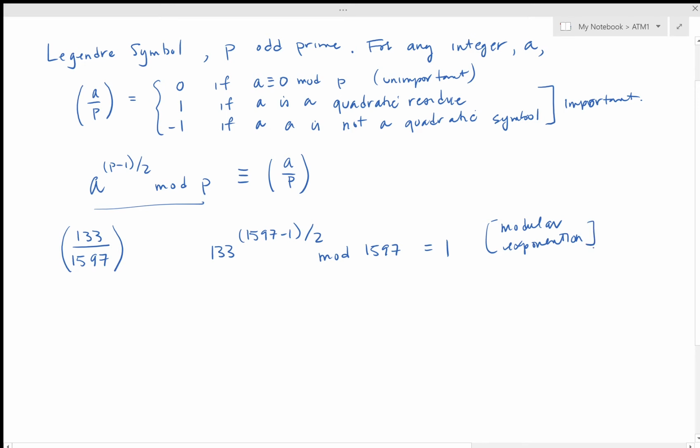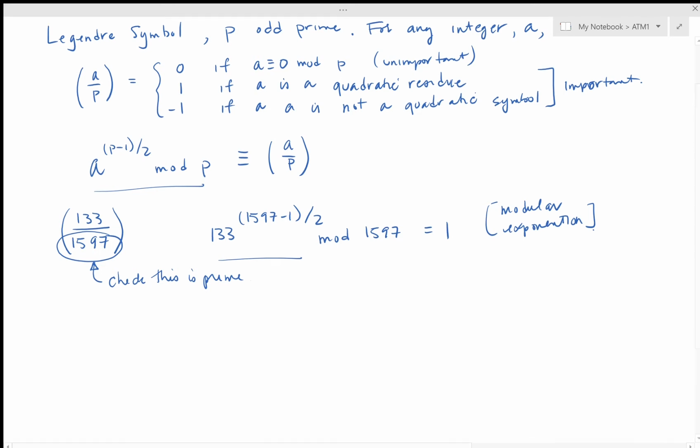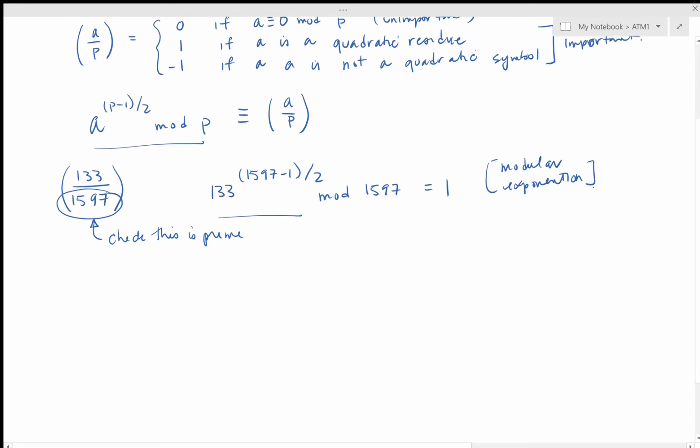Before making this calculation, you of course can only do this if the modulus is prime. So if you saw a calculation like this, you should check that it is prime, because it needs to be prime. That is what the Legendre symbol is. That's a definition. The next thing we'll do is define the Jacobi symbol.